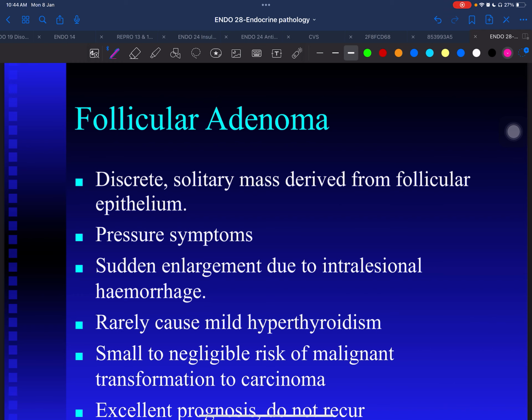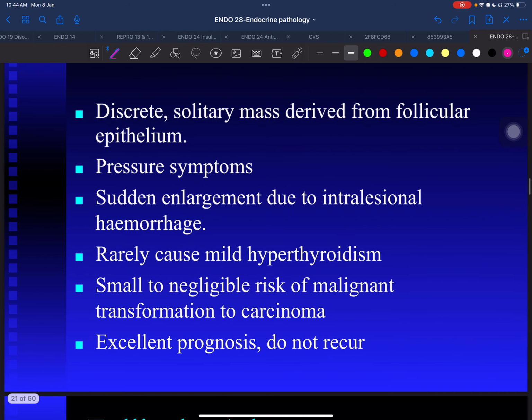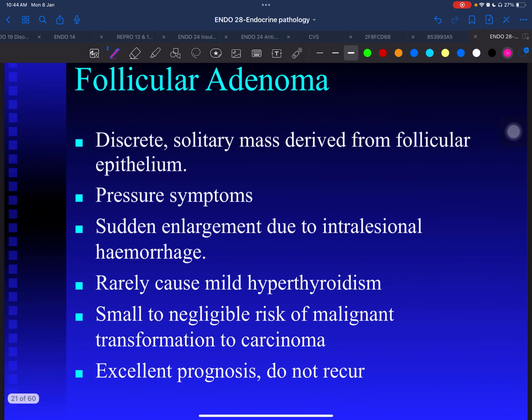When it's big, it can cause pressure symptoms, and sudden enlargement can cause bleeding inside the mass, intratumoral hemorrhage, and rarely it can cause hyperthyroidism, and there's small to negligible risk of malignant transformation into cancer. It can transform, but very rare. Okay, excellent prognosis, they're benign. Just take it out, then the patient's cured. It does not recur.